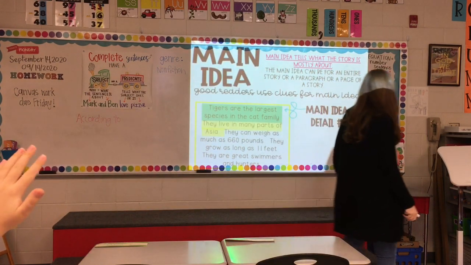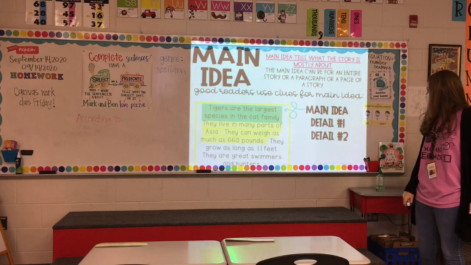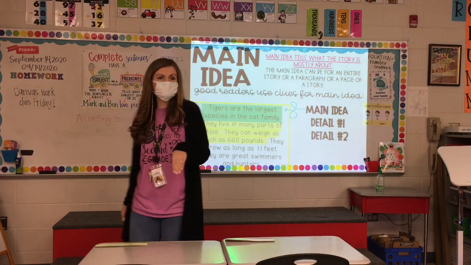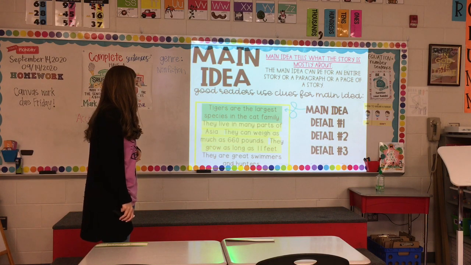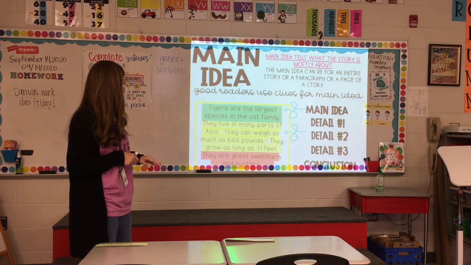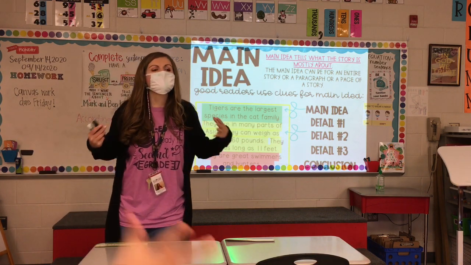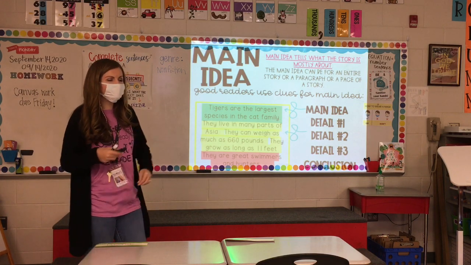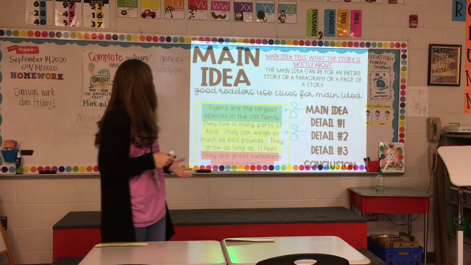All right. And here's our detail number 1. They live in many parts of Asia. Detail number 2 would be they can weigh as much as 660 pounds. And detail number 3 would be they grow as long as 11 feet. Now this last sentence would be what we call the conclusion. Can you say conclusion? Conclusion. Right, so that is kind of ending off our paragraph and letting us know another detail about tigers.